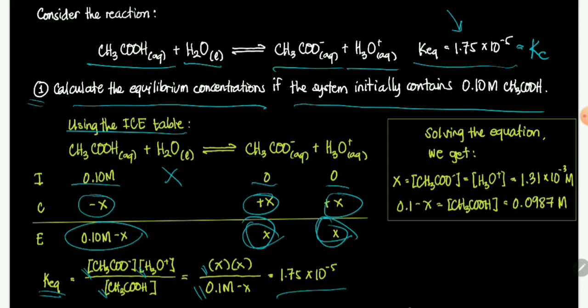So we equate it to 1.75 times 10 to the negative 5, which is our KEQ. So solving the equation, we will get x, which is equal to the concentration of the acetate and the concentration of the hydronium. That's 1.31 times 10 to the negative 3 molar. So the concentration of acetate and hydronium are the same, 1.31 times 10 to the negative 3 molar. For the acetic acid concentration, that's 0.1 minus x, so that's 0.0987 molar. Okay?